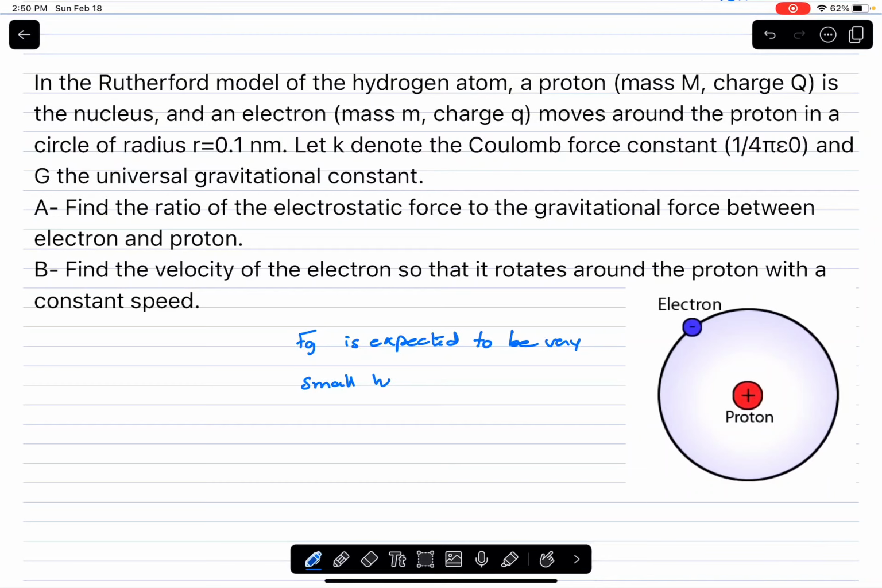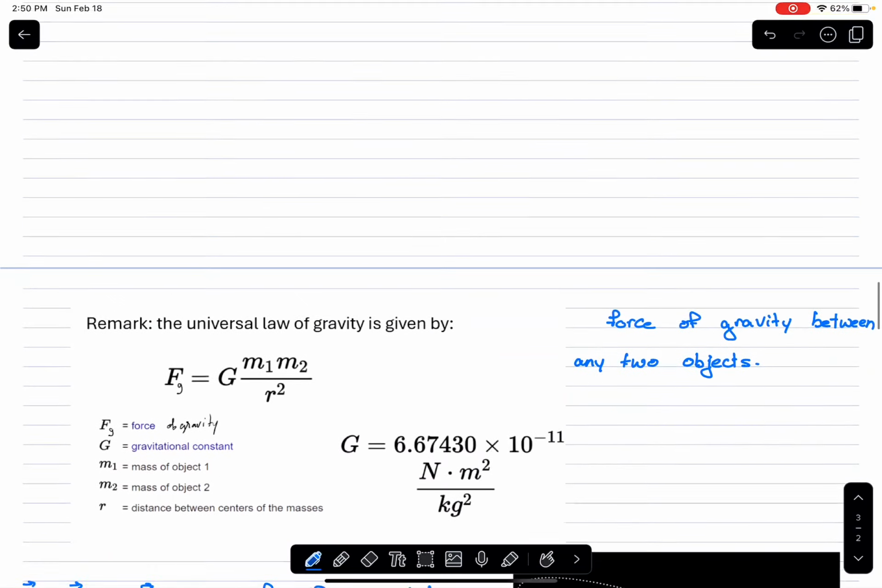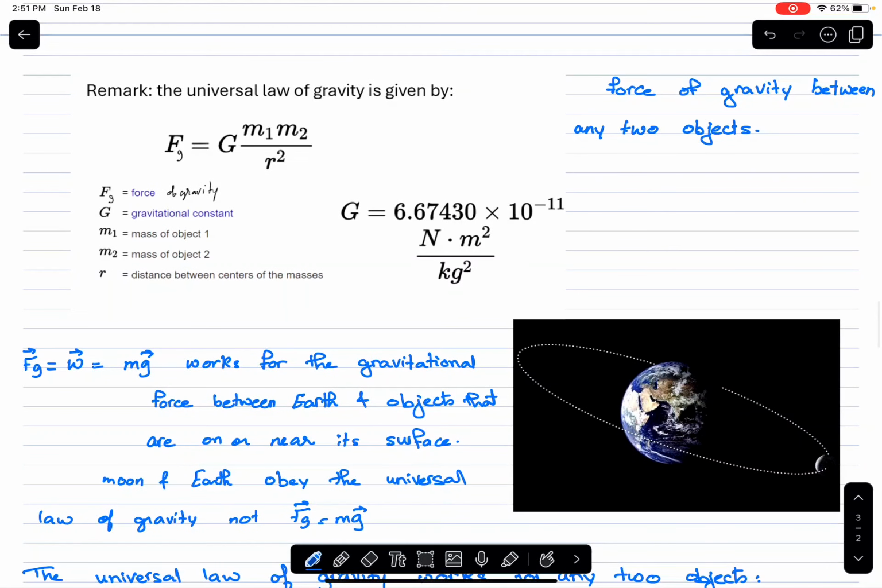Why? Because if you look at the formula for the universal law of gravity, you can see that for any two objects of masses m1 and m2 separated by a distance r, the force of gravity between these two objects is equal to a constant G, which is the gravitational constant, times the mass of object 1, the mass of object 2, over the square of the distance between these two objects. So this is basically the formula we use to find the force of gravity between any two objects of mass m1 and m2.